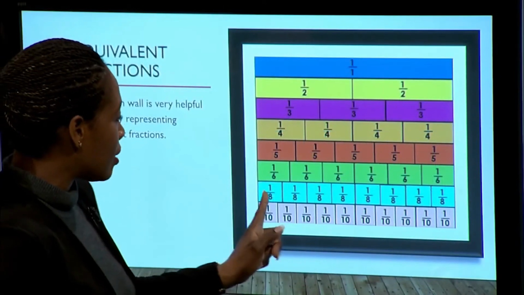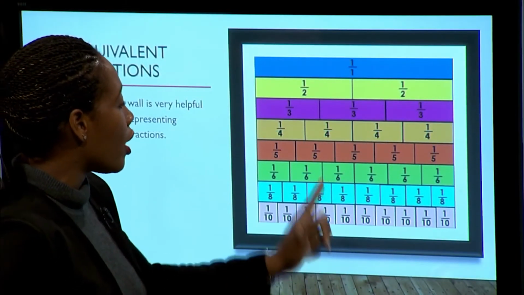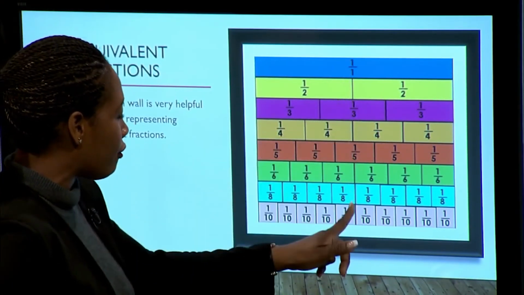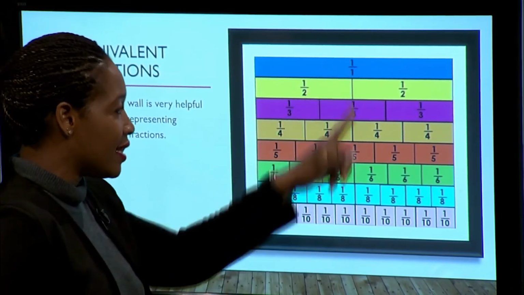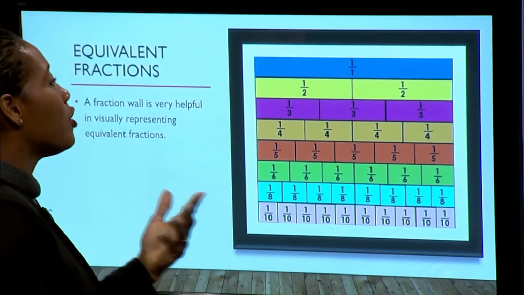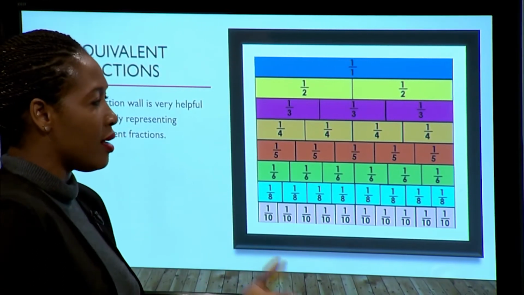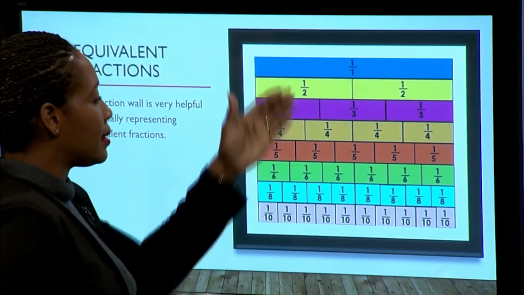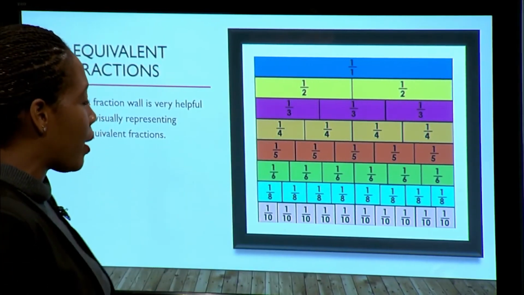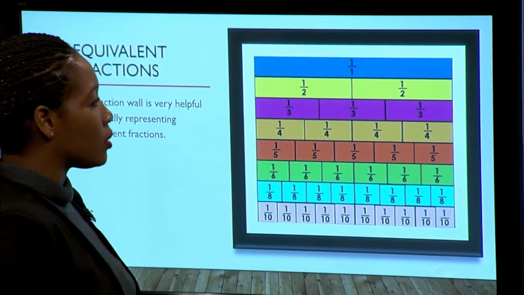Then you look at 8s. 1, 2, 3, 4. 4/8 is still a half. 1, 2, 3, 4, 5. 5/10 is still a half. So if you were to look at a fraction wall, and you're not so versed with equivalent fractions, if you look at simple unit fractions, you can easily pick up where you'd have some amount of equivalence.